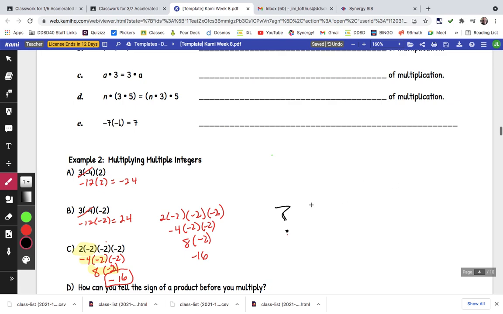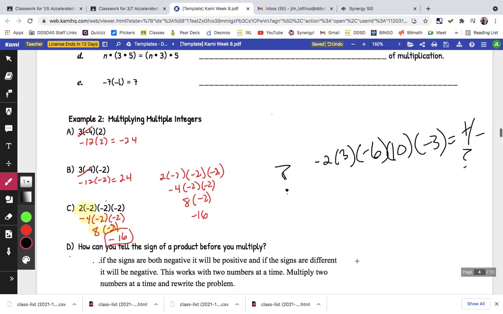How can we tell? For example, if we have -2 times 3 times -6 times 10 times -3, how do we know if that's positive or negative before we even multiply, or can we know that? So go ahead and stop the video and write the answer to that.